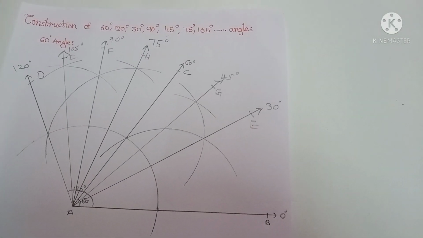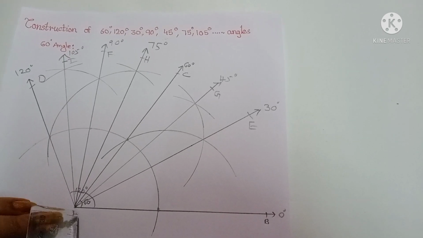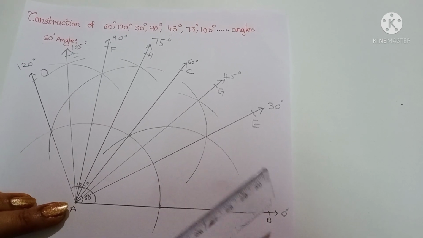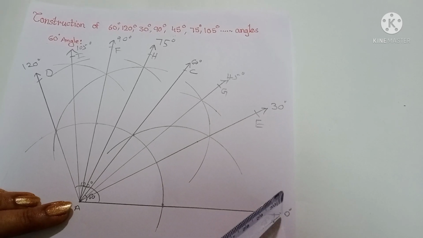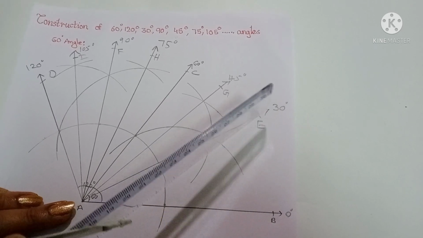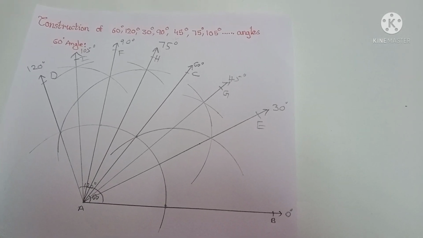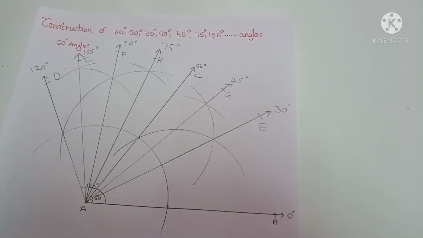Okay, children, do you understand? 15 means 15 degrees. We draw 15 means angle bisects of 0 and 30. So, okay, children.